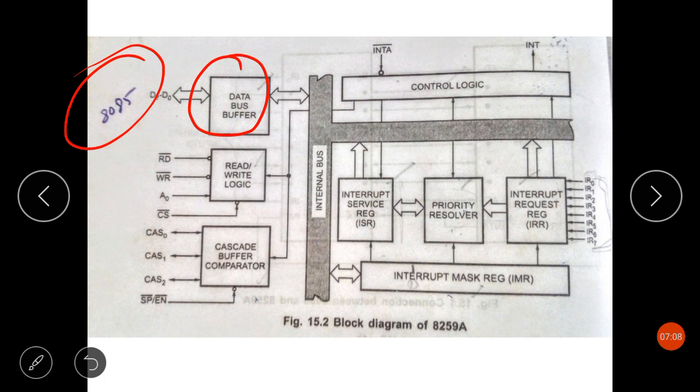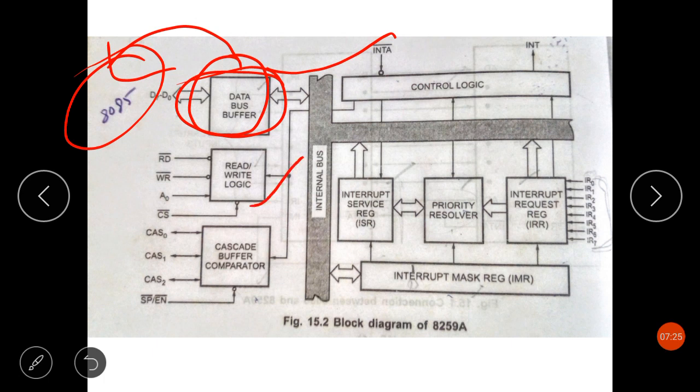So the 8085 either can write data, that is, it can send control words to the 8259, or it can read data from the 8259 through this data bus buffer. Now next is the read write logic.